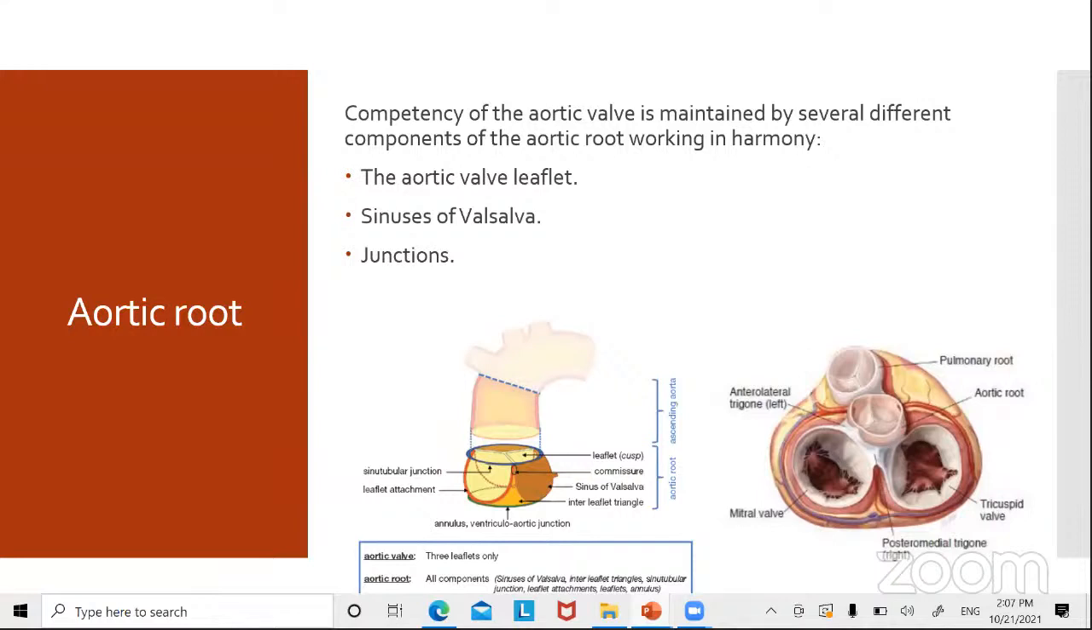It is deeply anchored within the base of the heart between the pulmonary root anteriorly and the mitral and the tricuspid valve posteriorly. So the competency of the aortic valve is maintained by several different components of the aortic root working together in harmony: the aortic valve leaflets, the sinuses of Valsalva, and the junctions.